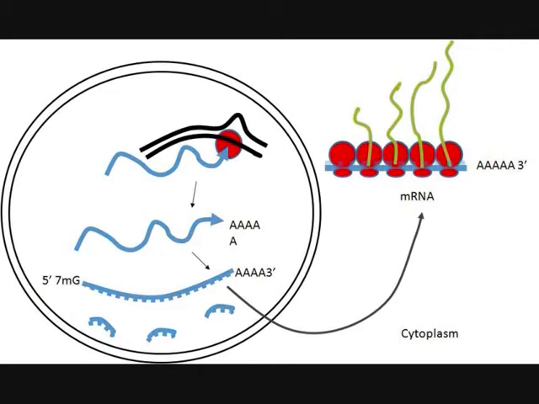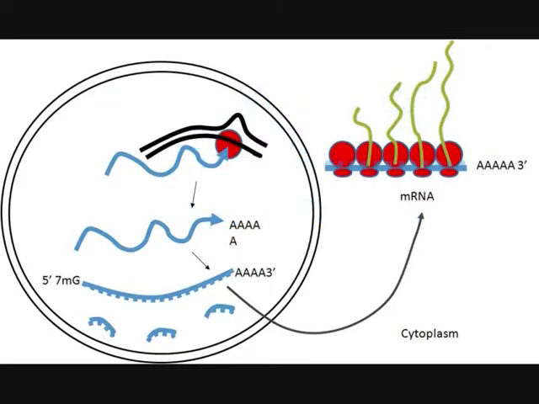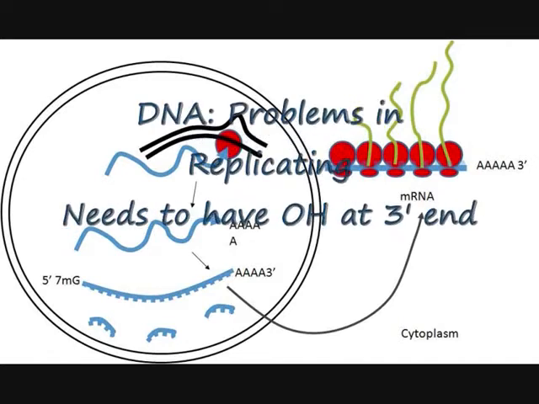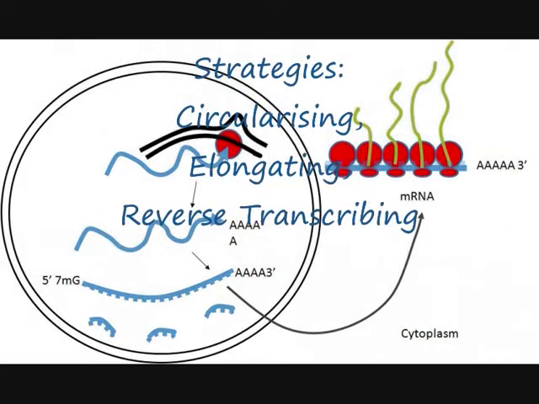RNA viruses have problems using their RNA genome as a copy template. Thus, they require the help of RNA polymerase to copy the RNA genome into host DNA. As for DNA viruses, they encounter problems in replicating. In a host cell, a primer 3' OH must be present at the end. Thus, DNA viruses develop strategies like circularizing their DNA, elongation of the 3' OH group, and reverse transcription to ensure replication.